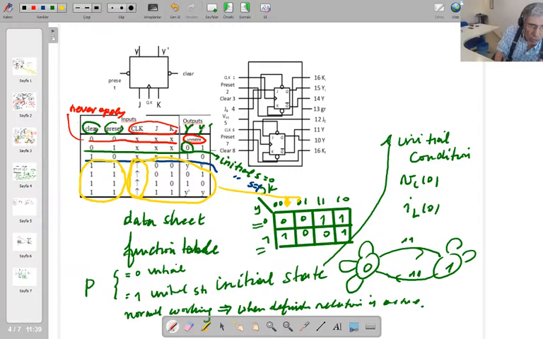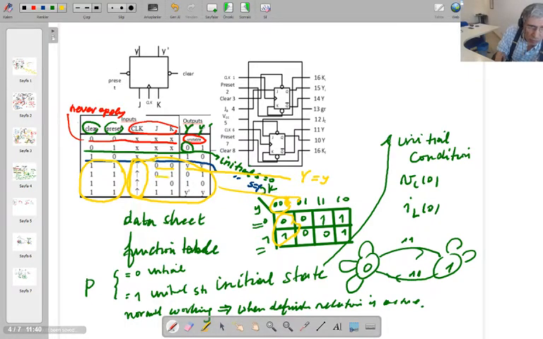When both J and K are equal to 0, that means that row. Your state does not change. That means capital Y, I'm talking about this, capital Y is equal to small y. That means no change, isn't it? When small y is 0, capital Y is 0. When small y is 1, capital Y is 1. That's this case.